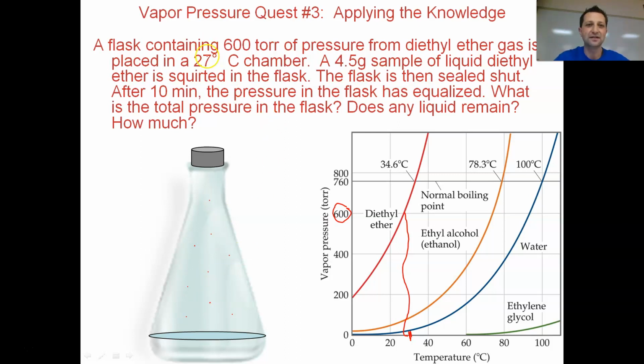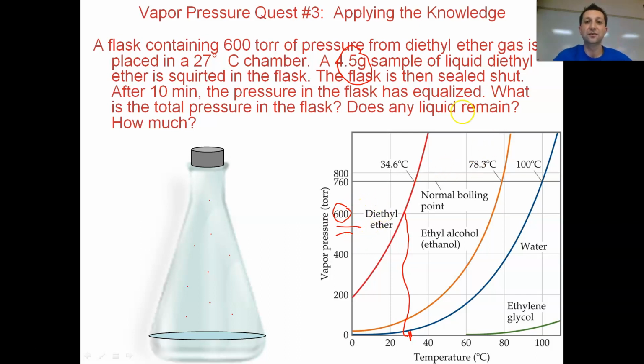At 27 Celsius, the pressure cannot go above 600 torr. If you add more stuff to it, at least more diethyl ether, it can't evaporate anymore because we've reached the saturation point. Remember, saturation point is when the air can't hold any more vapor of that particular gas. So if I add 4.5 grams of diethyl ether into this, what is the total pressure in the flask? Well, guess what? It's still 600 torr, because I'm already saturated before I added anything to this.